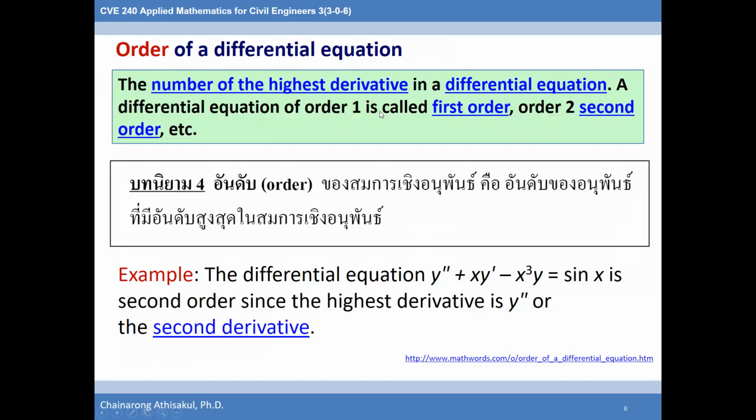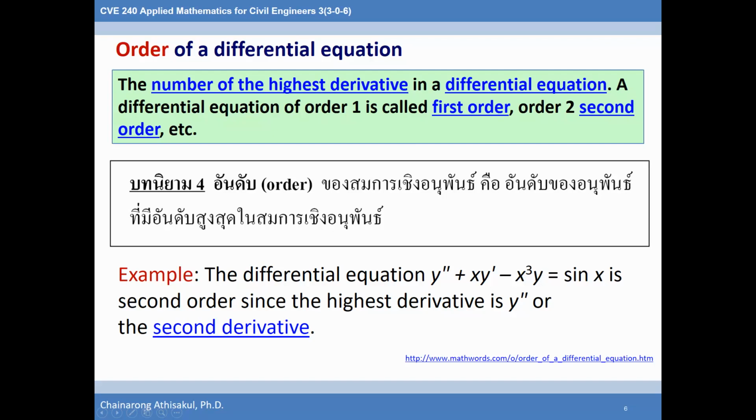And for the order of a differential equation, the order means the order of the highest derivative in the differential equation. If the highest derivative is of order 1, we call it a first order differential equation. If the highest derivative in the equation is 2, we call it a second order differential equation. And if it becomes 3, we call it third order, fourth order, and so on. But in engineering applications, the order of the differential equation normally does not exceed fourth order.